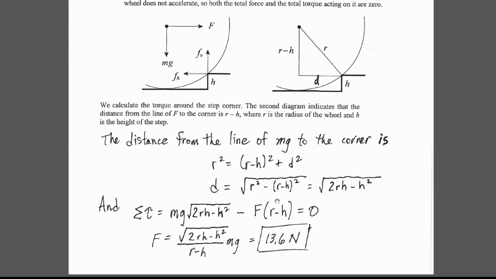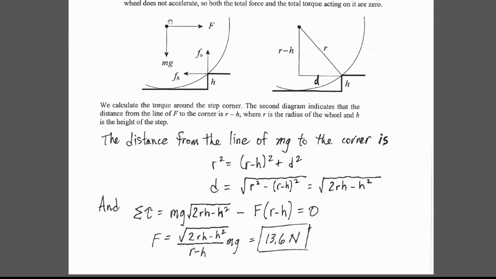And then each torque is produced by the force times the moment arm. And we look at the line of action. Here's the line of action of mg. So the perpendicular distance from the line of action to the axis of rotation is right here. So I can see in this diagram that is d.